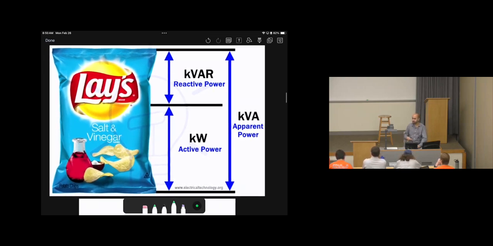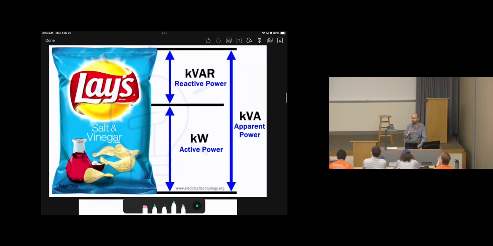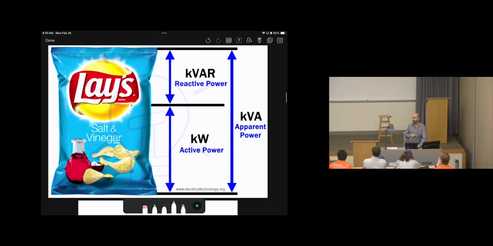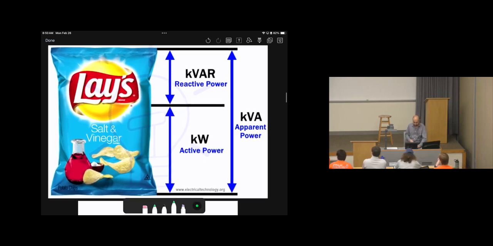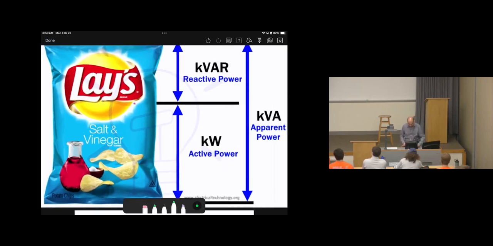So our target is to have as much useful power as possible, as many chips as possible, and as little of the material that keeps it fresh as possible. And the ratio between them is called power factor. So we will need to make it close to 90% real chips, the chips that I can eat. Okay, so we will discuss more about the power next lecture. So let's stop here at the chips.